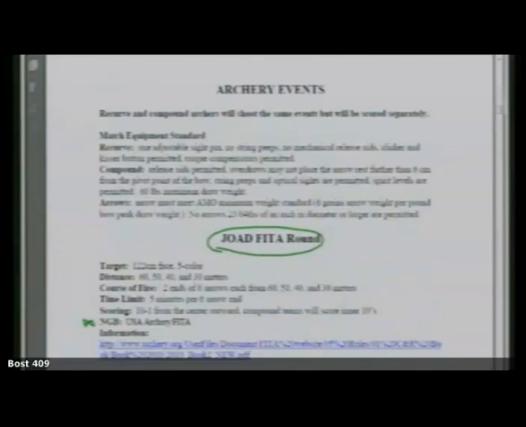For instance, FETA may say that there is a different draw weight for compound bows. This is a 4-H rule, where we have a 60-pound maximum draw weight. All 4-H rules supersede that of the national governing body.